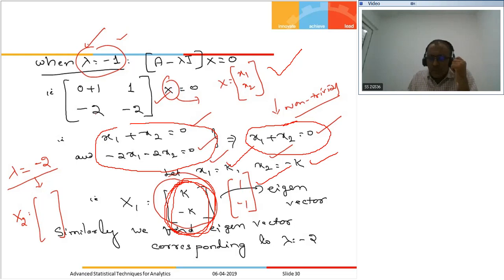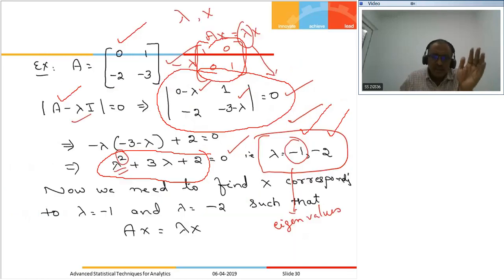Similarly, by repeating the same procedure for lambda equal to minus 2, we'll get another eigenvector. So don't be scared of this. Just try to understand the process involved in it. Because if a 3 by 3 matrix is given, where you have to find eigenvalues and eigenvectors, it becomes a lengthy calculation. But understand what an eigenvalue is, what an eigenvector is, how to find eigenvalues, as well as how to find eigenvectors.